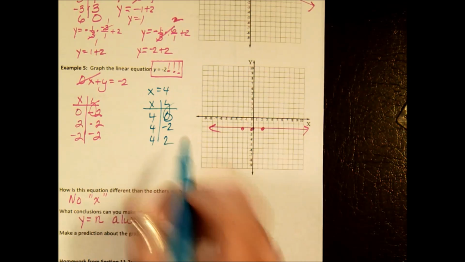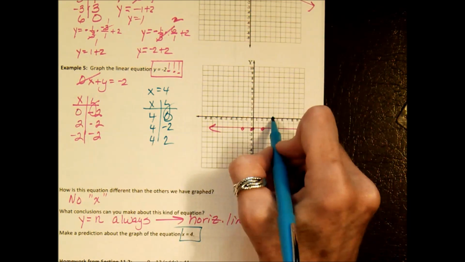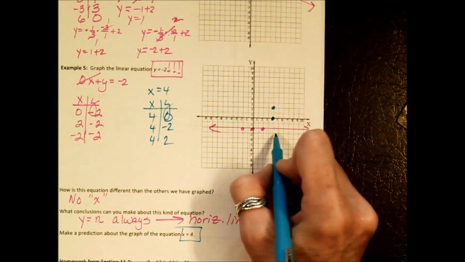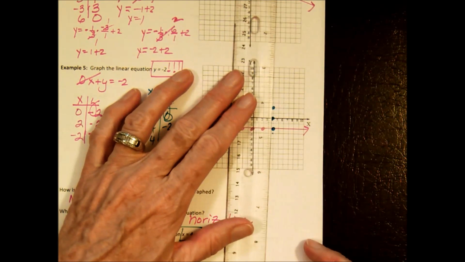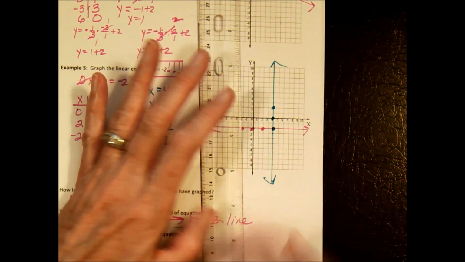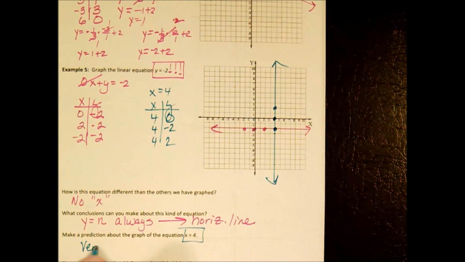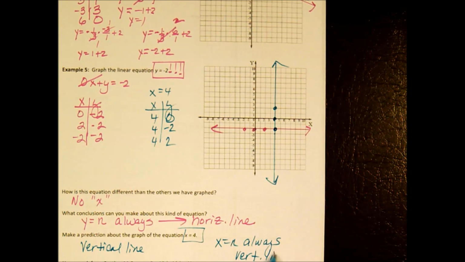So I always use those 3 numbers. That gives me 4, 0, 4, 2, 4, negative 2. Oops, I went down too far. And what kind of line is that? That is a vertical line. So x equals some number is always a vertical line. y equals some number is always horizontal. x equals some number is always vertical when one of the other variables is missing.